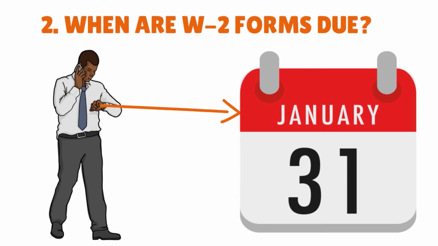W-2 forms are due to the Social Security Administration by January 31st. After you have given W-2 forms to employees, you must also submit these forms along with transmittal Form W-3 to the Social Security Administration. One thing we want to say here is that the January filing deadline with the Social Security Administration is really an attempt to curb tax fraud, but it means that you should give W-2 forms to employees earlier in January so they have an opportunity to look them over and find errors.